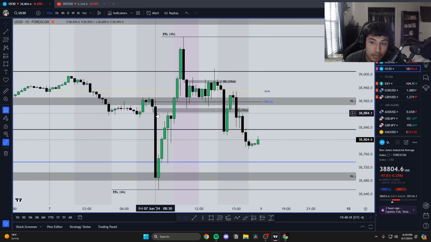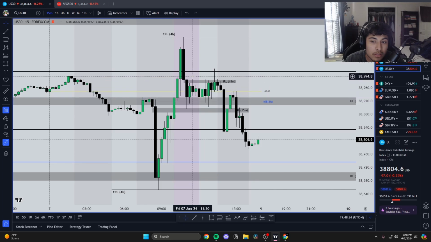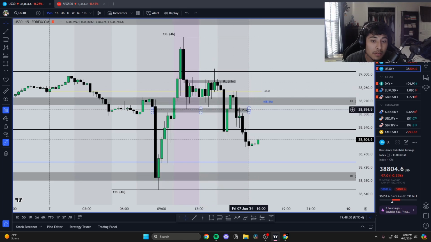And then eventually we had a balanced price range here. We tapped up into it, and that's where I looked for longs a little bit earlier than usual, because again, it was going to be during lunch session, and I knew on a Friday lunch going into PM session is going to be very, very choppy. So I'd rather not even try to hold this trade for very long.